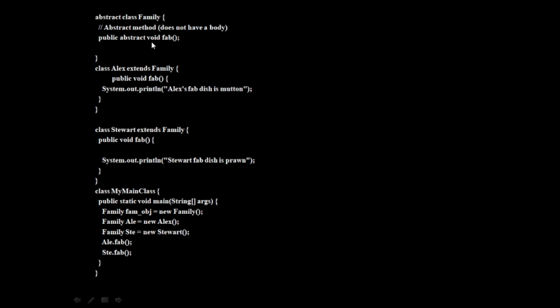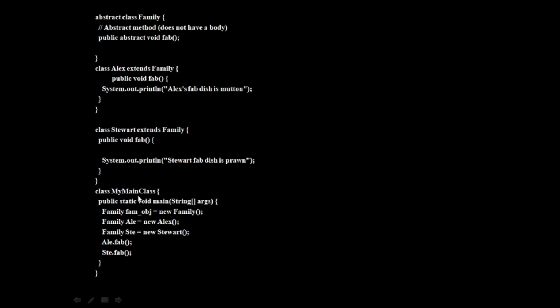Rather we are creating an abstract method named fab, public abstract void fab. This is the syntax for creating an abstract method, and after that we are overriding it in each and every class where we need to implement. So here you can see public void fab, System.out.println("Alex fab is mutton"), and inside the Stewart class also you can see public void fab. The same method is being used over here, that is being declared as abstract. So you can see in both these classes we are using the same method that is defined as abstract in the parent class. So in Stewart also System.out.println("Stewart's fab is prawn").